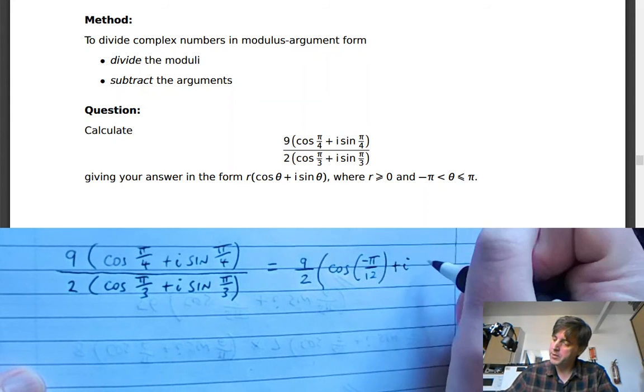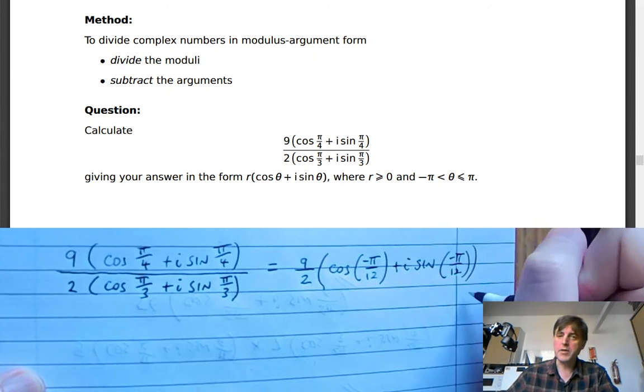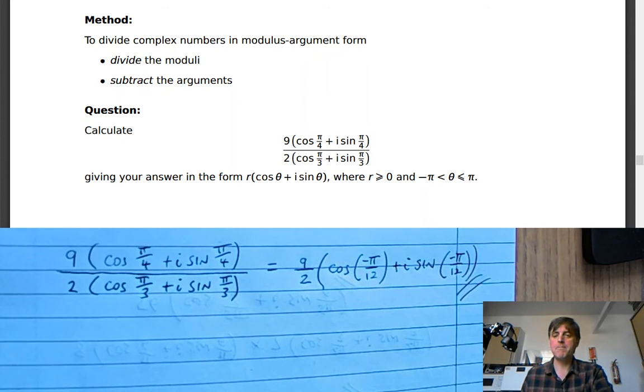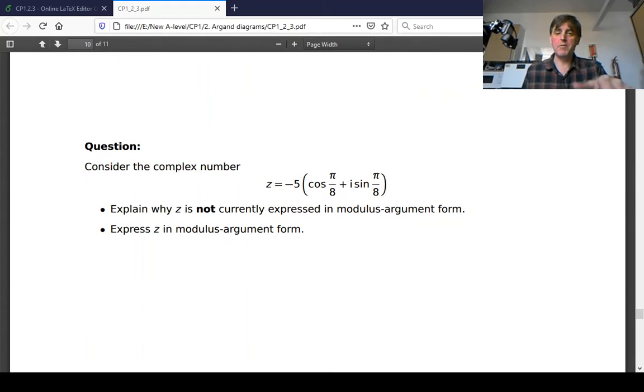Let's just finish off writing this in. Minus pi over 12 there. And that's the answer you should have got. Okay, so we've covered lots of really important stuff in this video so far. Modulus argument form, but also why it's useful. And this idea of multiplying and dividing complex numbers which are in modulus argument form becomes a lot easier when you're working in that form.